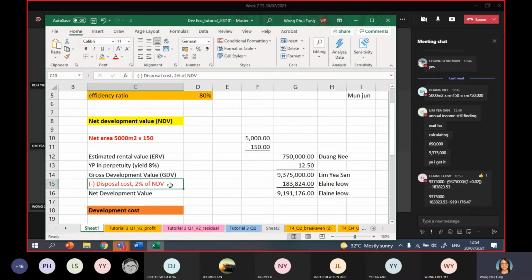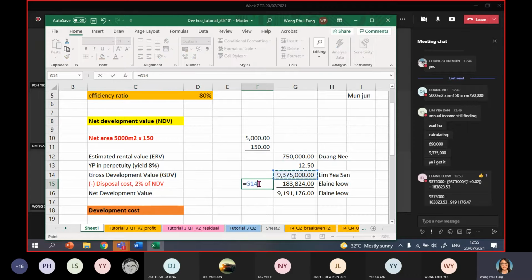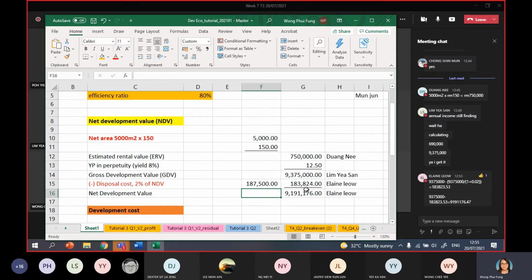Second one is the disposal cost. It's 2% of NDV. It's not GDV. You cannot use this one straight away times 2%. Then it's wrong already. Can you see the difference? So it's 2% of NDV. That is another mistake. And the last mistake is about the NDV. You should minus the disposal cost.